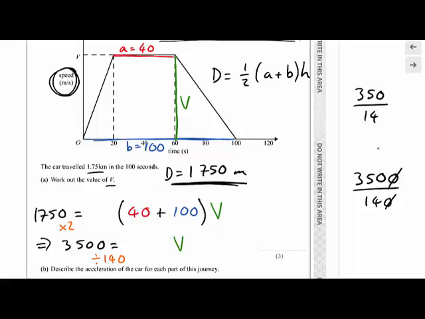Can we simplify down any further? Yes, let's divide by 2. So 350 divided by 2 is 175, and that becomes 7 on the bottom.